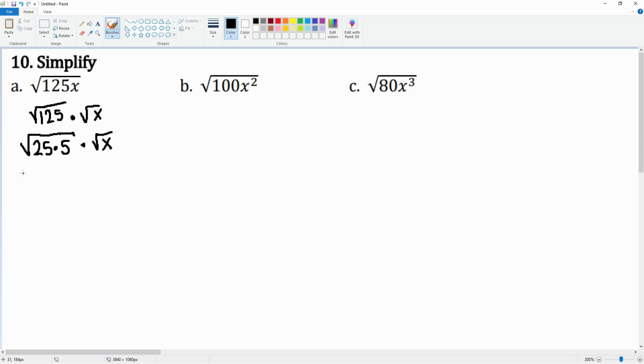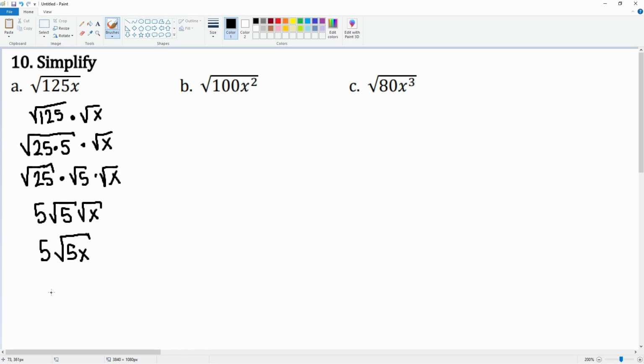Radical 25 can be split into radical 25 times radical 5 times radical x. Radical 25 does break down to just the number 5. Nothing happens to that radical 5 and nothing happens to that radical x. Everything in the radical can now come back together. So it becomes radical 5x inside the radical. So the final answer, square root 125x, can be broken down into 5 radical 5x.